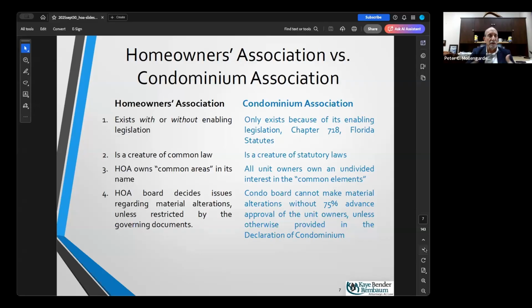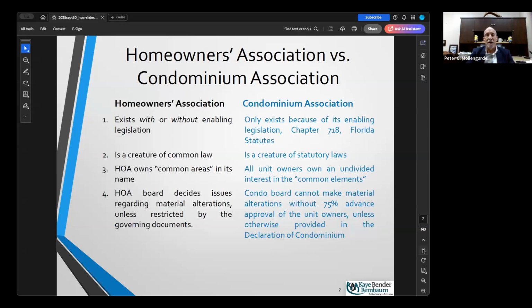But HOAs, for years and years, there was no governing statute. In fact, the precursor to Chapter 720 came about, I think it was 92 or 93. So it's been about 30 years. It seems like a short time to me, because before that, there was no statute creating a homeowner association because it's a creature of common law.